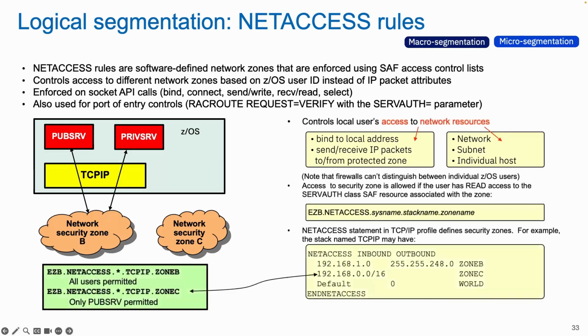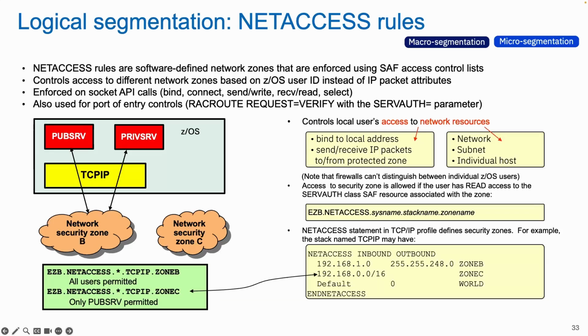The network security zones are defined on the NETACCESS statement in the TCP/IP profile. So here I have zone B, zone C, and default, which means the entire world, defined in my NETACCESS statement. NETACCESS provides a one-to-one mapping between a network resource and a SAF resource name.